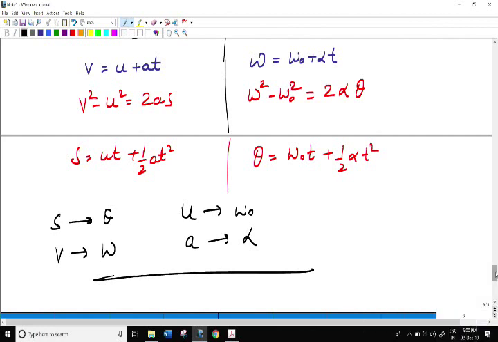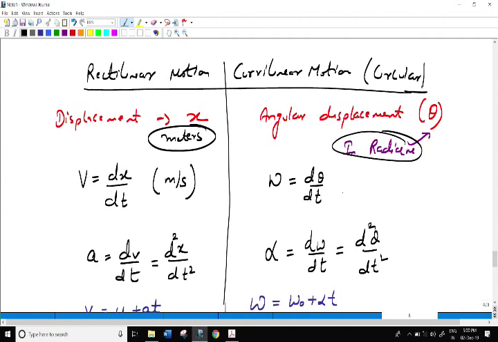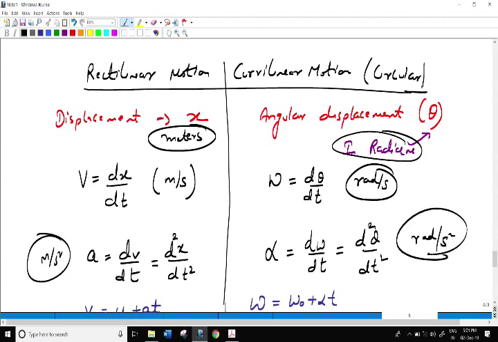Okay. So, if we talk about the units, displacement is measured in meters, while angular displacement is measured in radians. If velocity is measured in meter per second, then angular velocity will be measured in radian per second. And acceleration is meter per second square, so this will be radian per second square. So the units have a similar relation.